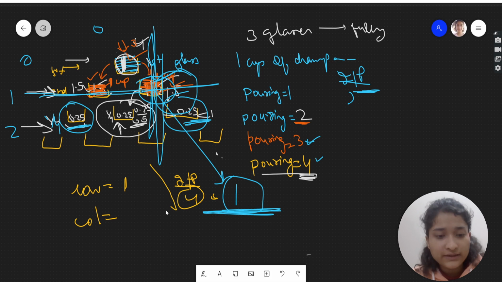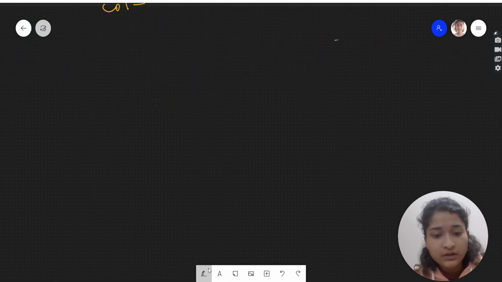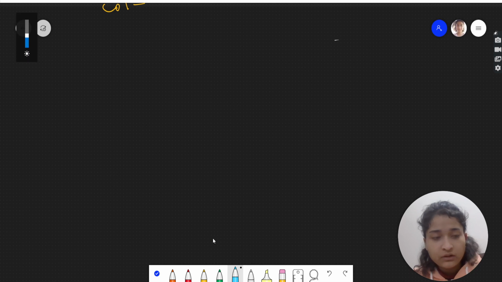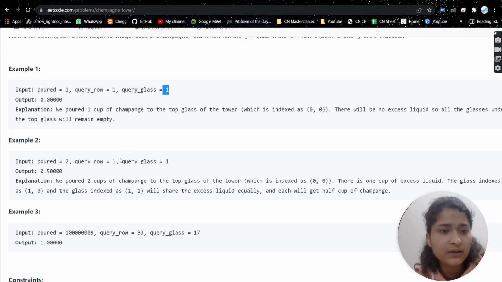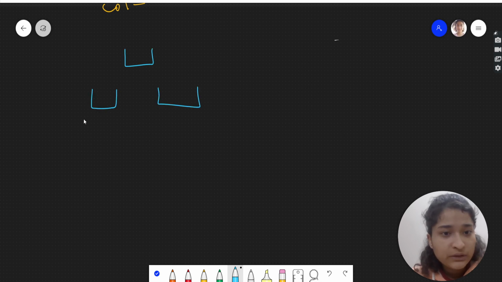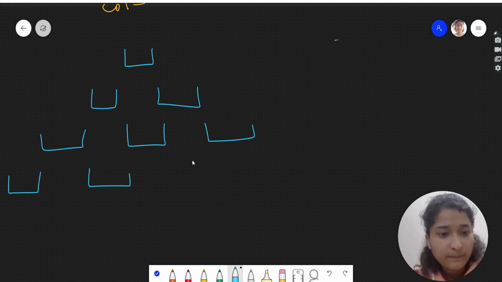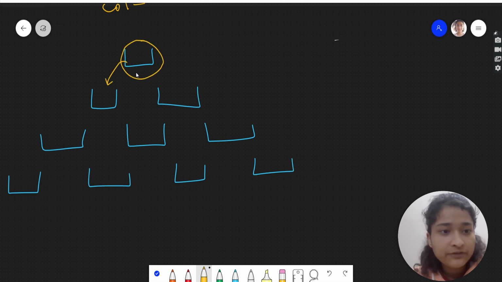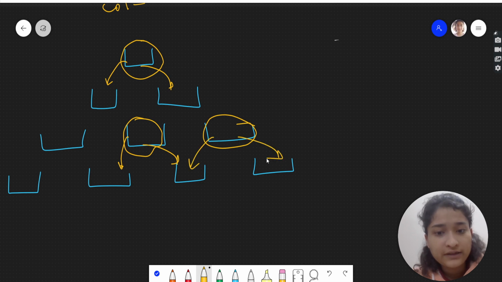So now see guys, we got some understanding from the problem, right? After reading the problem, we got some understanding. What's that understanding? Let's see that. So see, when we have this glass and there are 2 glasses below it, it is something like this, right? So every glass has a left and a right. This glass has this left and this right.